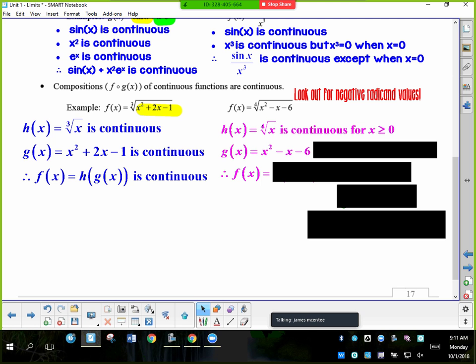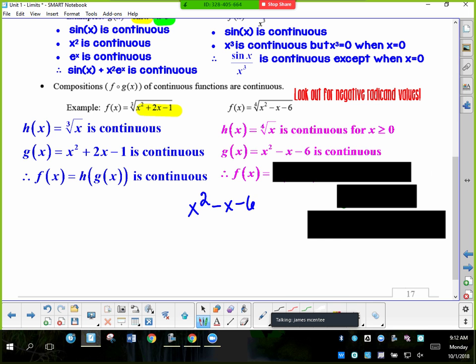Now, what about our quad? Is that going to be continuous? Peyton, what would you say? Yeah. Now, this is where it's going to get a little bit weird. We have to take into account that this function is going to be continuous everywhere the input for this expression is bigger than 0. You've got x squared minus x minus 6. We need this to be greater than or equal to 0 in order for this to work. That would be our domain.